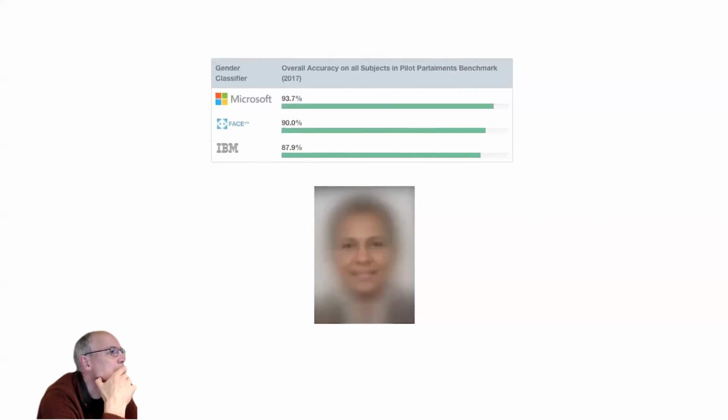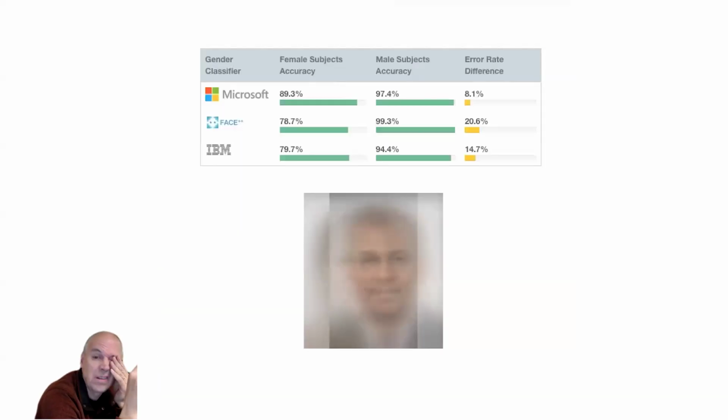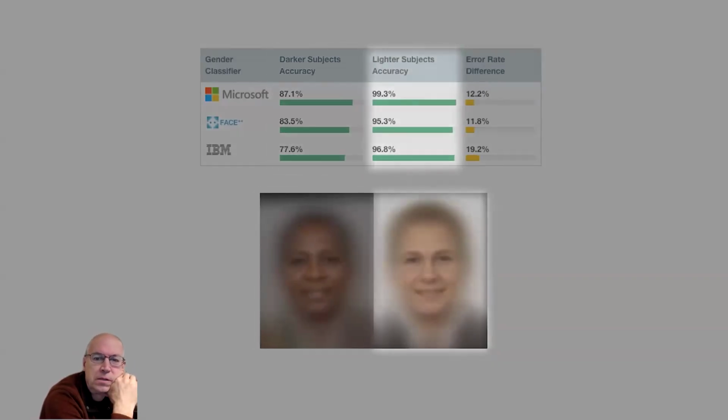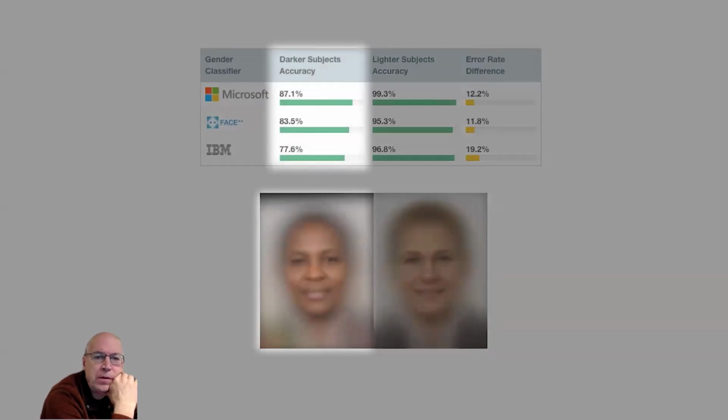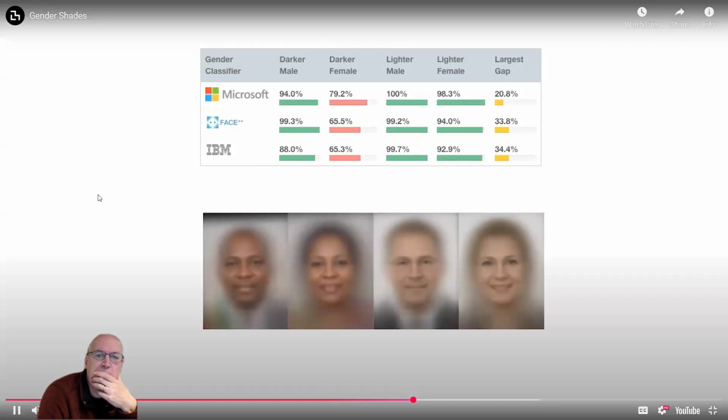The companies appear to have relatively high accuracy overall. Microsoft performed best, achieving 94% accuracy on the whole data set. All companies performed better on males than females, and all companies also performed better on lighter subjects than on darker subjects. When we analyzed the results by 4 subgroups, we saw that all companies performed worse on darker females.